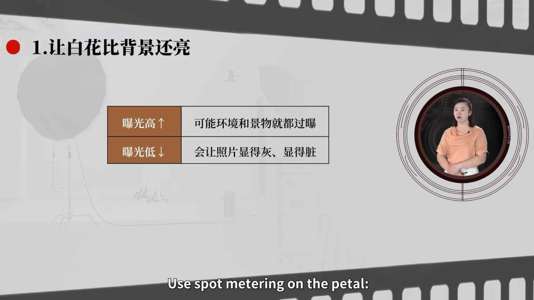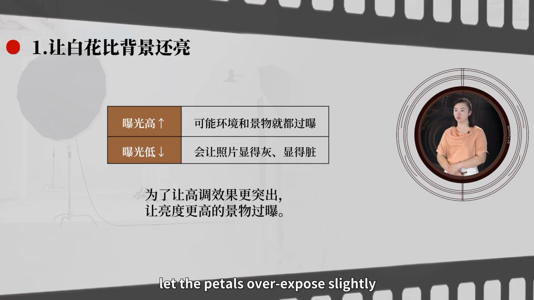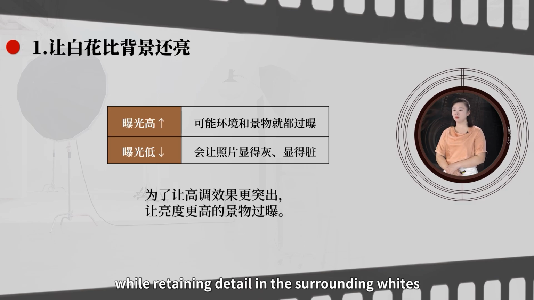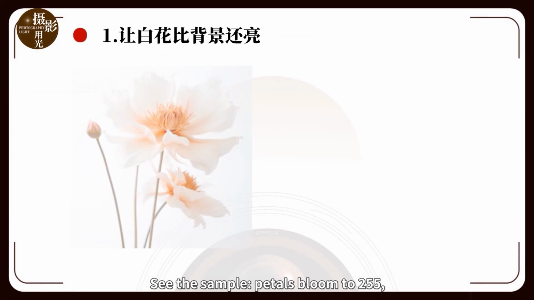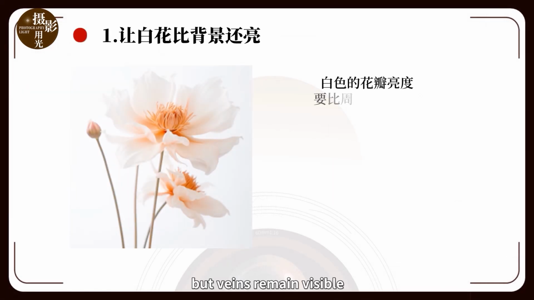Use spot metering on the petal. Petal plus 0.3 EV, background allowed to blur. This separation keeps the subject identifiable. Practical tip: let the petals overexpose slightly, while retaining detail in the surrounding whites. See the sample, petals bloom to 255. But veins remain visible.